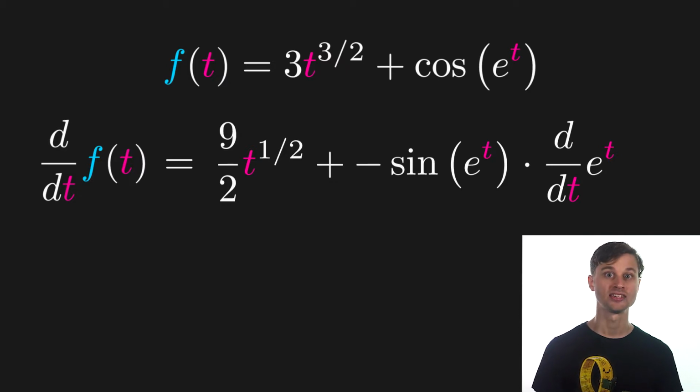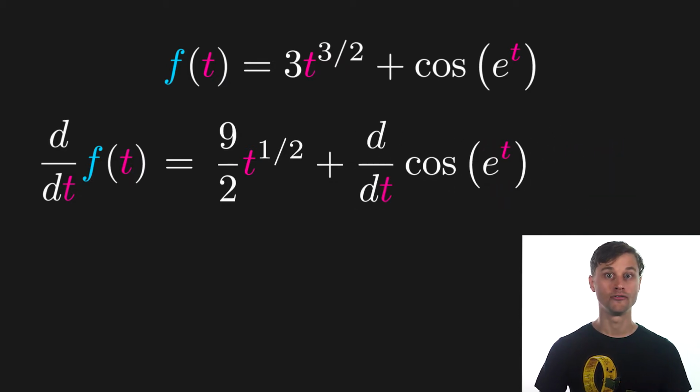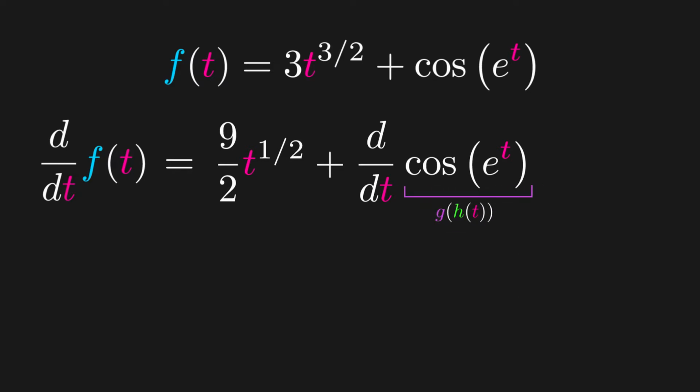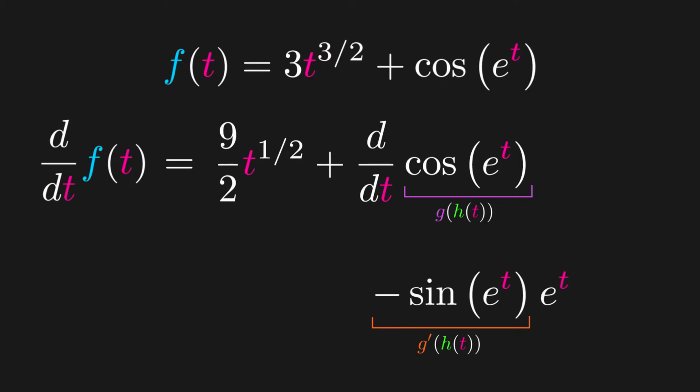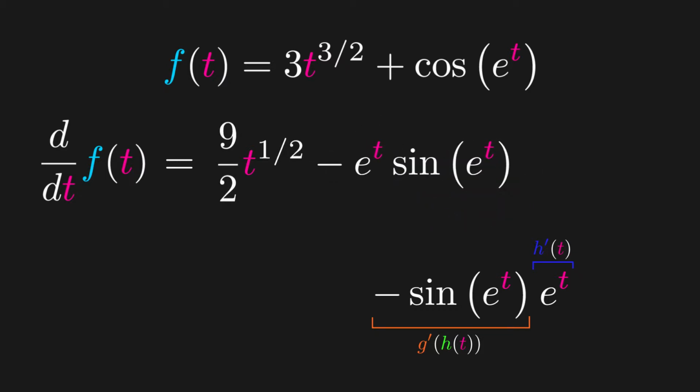The chain rule states that the derivative of the compound function must be the outer function derivative evaluated at the inner function, so that's how we get negative sine of e to the t. Then we multiply that by the derivative of the inner function. Now the inner function is e to the t power, and the derivative of that inner function is simply itself, e to the t. So the derivative of this whole second part of the function is negative e to the t times sine of e to the t.